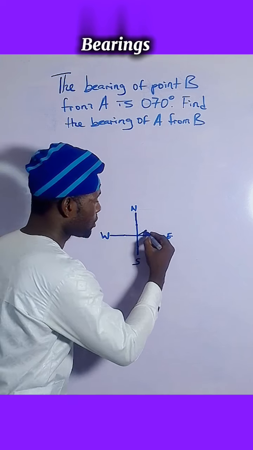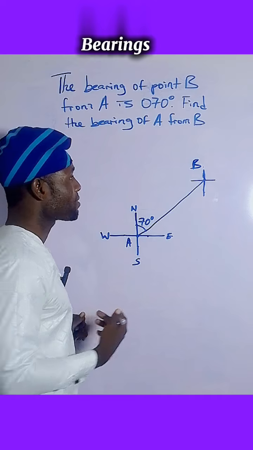Now, we are asked to find the bearing of point A from B, just like the opposite direction. We are going to be finding the bearing of this point, which is A, from B now, according to the question. Before we do that, we need our 4 cardinal points: north, east, west, south. These are at point B. For us to measure, we start from north.